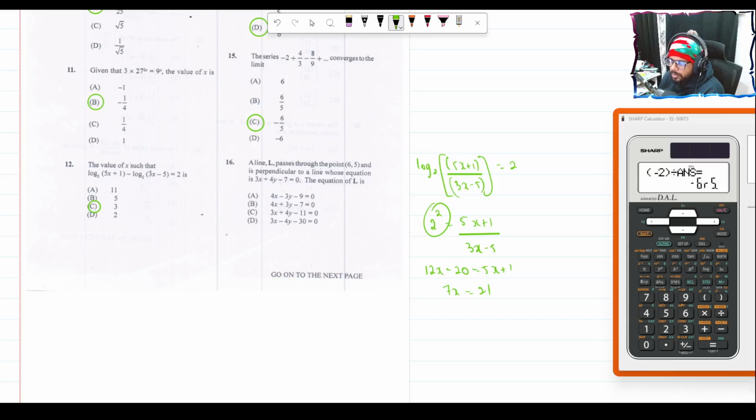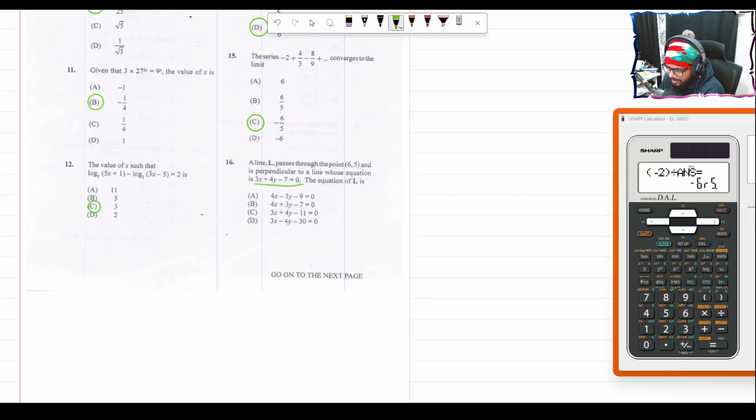We did this question in the past, but we will go ahead and do it again for those who didn't watch the last video. A line L passes through the point (6, 5) and is perpendicular to a line whose equation is that. So let me get a gradient of this line here. I will move the 3x across and I'll divide by 4. So I'll get minus 3/4 will be the gradient of this line. So the gradient of L, I just flip it. I flip minus 3/4 and I change the sign. So the gradient is 4 over 3.